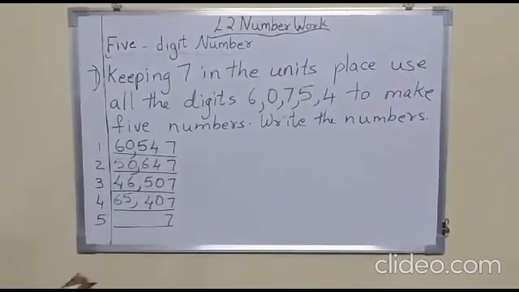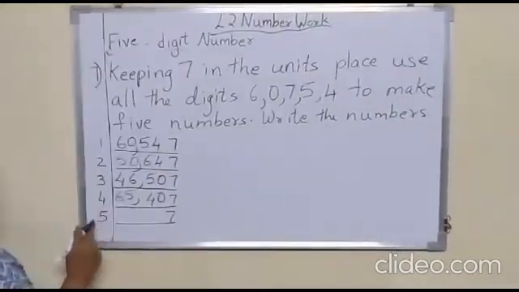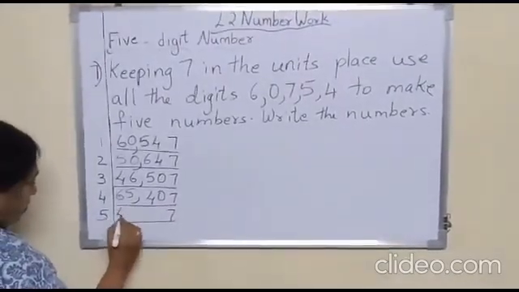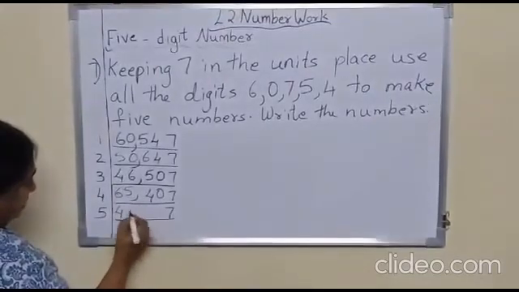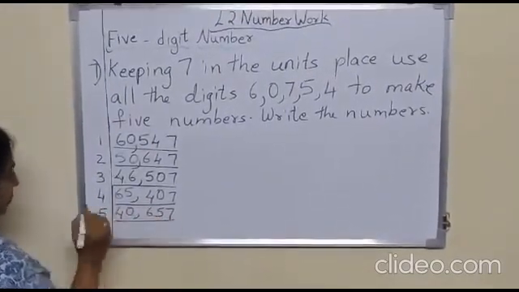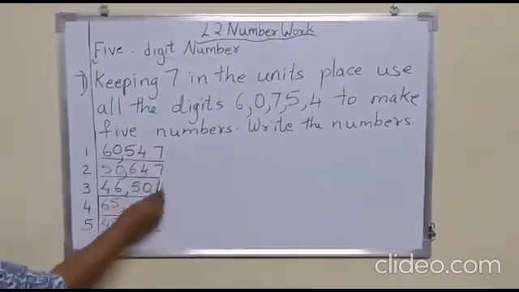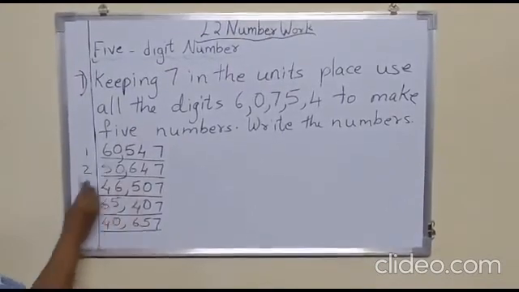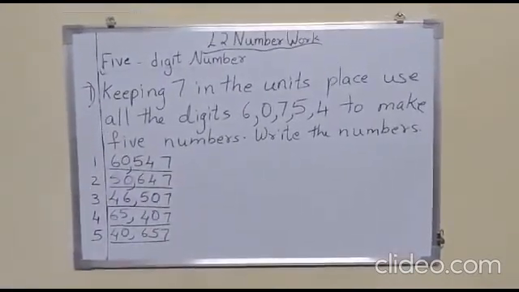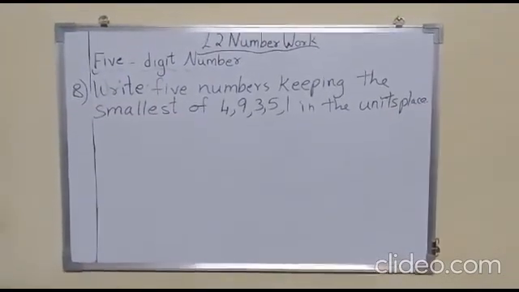Did you understand? The next, keep in mind we cannot write 0 in the starting. If you write 0 in the starting, it will not be a 5-digit number, it will be a 4-digit number. Let us make one more number, 4, 0, 6, 5. That is 40,657. What they have told us is write 7 in the units place. And after that, the remaining numbers you have to change and write. Don't write 0 at the beginning. Children, now let's do question number 8.